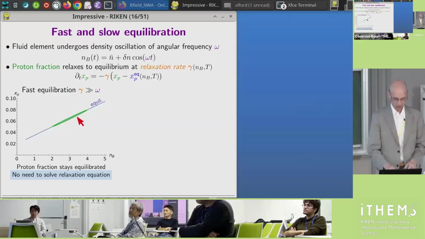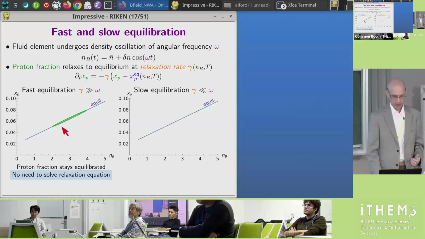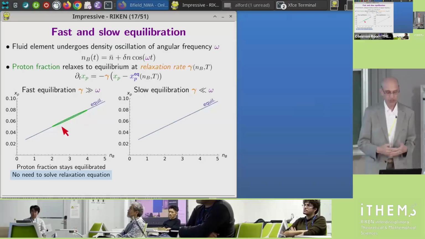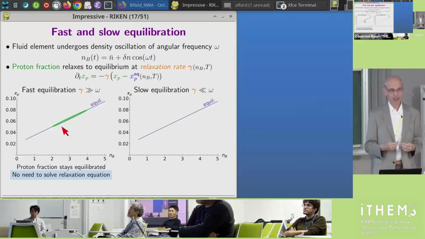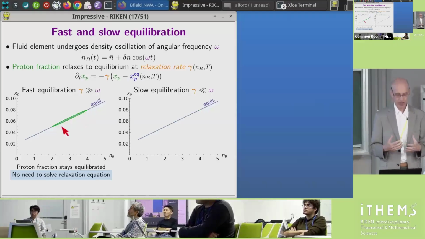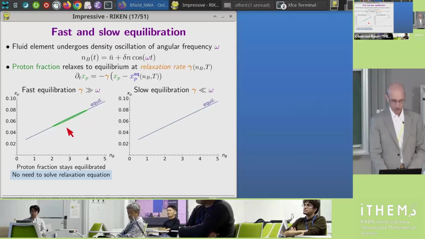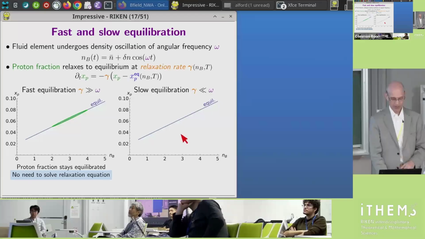So it always lives on the equilibrium line. So that's fairly straightforward, okay? What about if the equilibration is slow? Suppose it takes a long time, much longer than one period of the oscillation, for the proton fraction to get to its equilibrium value. Then what trajectory do we expect the fluid element to follow in this diagram?